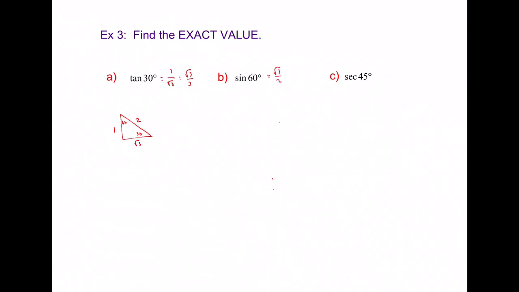And then secant of 45 is the reciprocal of cosine. So cosine of 45, if we get our 45 in here, 1, 1, and the square root of 2. So cosine would be adjacent 1 over the square root of 2. So secant's the reciprocal of that, that'd be square root of 2 over 1. And so that's just the square root of 2. So you're able to find any of the 30, 45, 60 trig functions using right triangles.